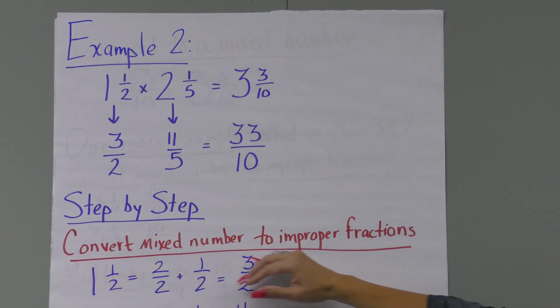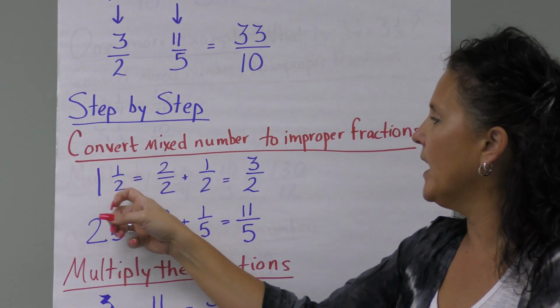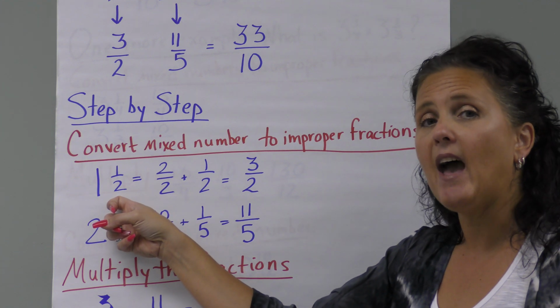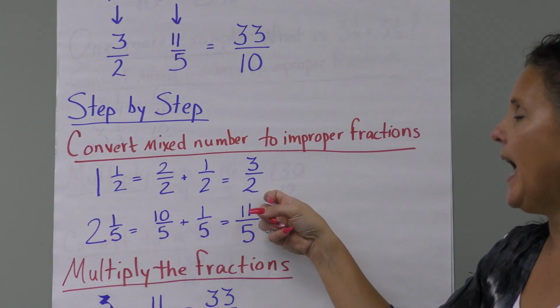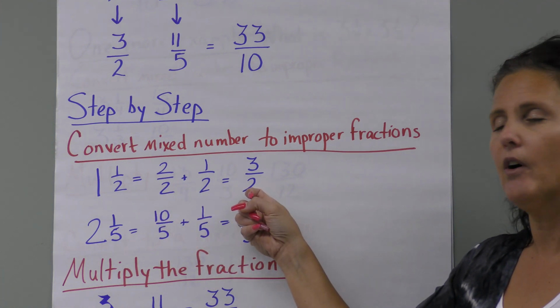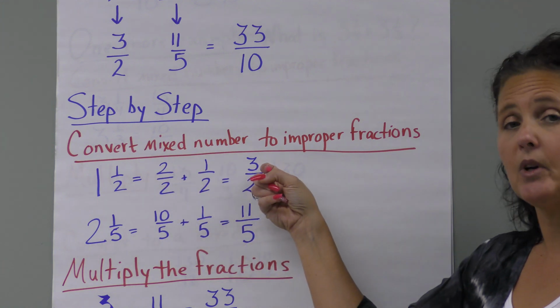We're going to convert our mixed numbers to improper fractions. So 1 and 1/2, we get 2/2, which is 1, right? And then we're going to add this half. So that gives us the 3/2. Because remember when we added fractions, we moved the denominator over and added the numerators. So 2 plus 1 is 3.